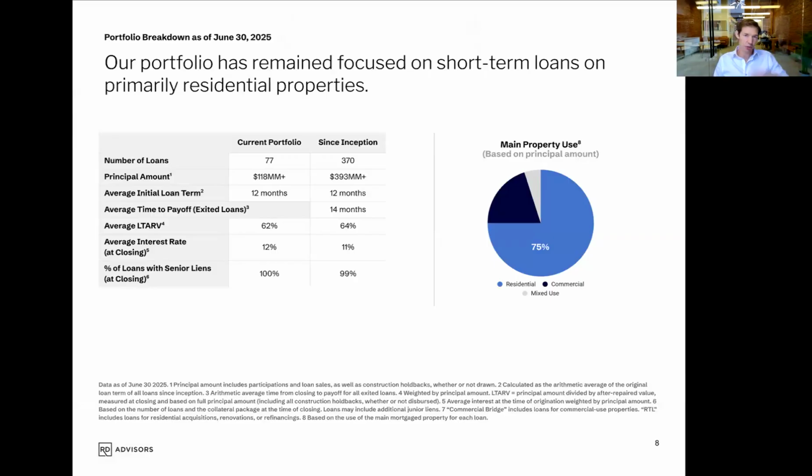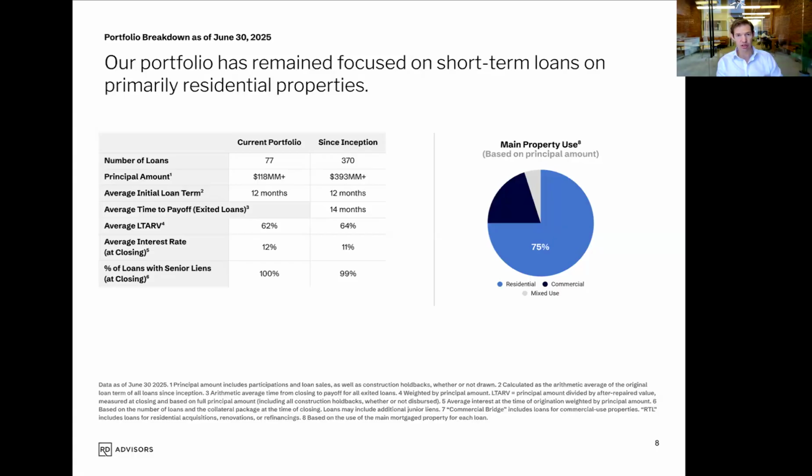So our current portfolio, this is as of last quarter, is about 77 loans. In general, we're probably anywhere between 60 and 100 loans in the portfolio at any one time. That's close to 120 million of principal loan amount. That includes some of the draws that are undrawn from development loans. Initial term, typically they're 12-month loans. I think there's a few loans out there that we've done in the past that have maybe been 18 months, but the vast majority are 12-month loans.